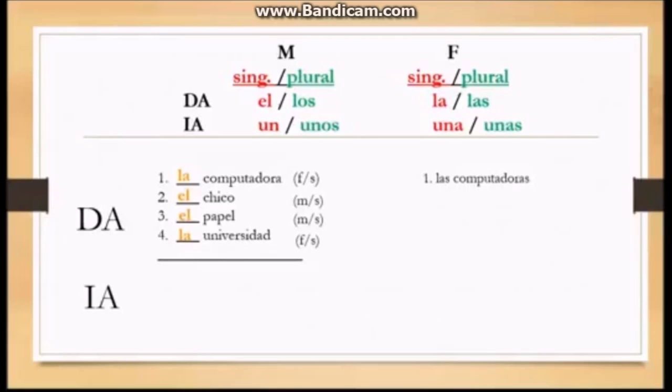Number 2, chico ends in O. O is a vowel, so we make it plural by adding S to the ending. El is masculine and singular. Keep the gender, change the number. The only option is los. Remember that we're working with definite articles. Los chicos.